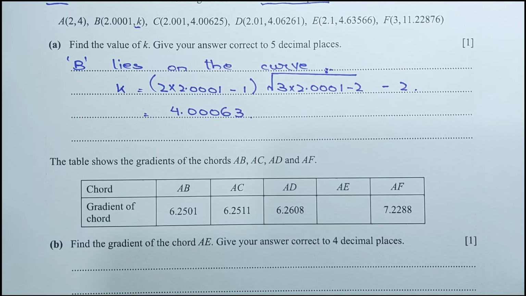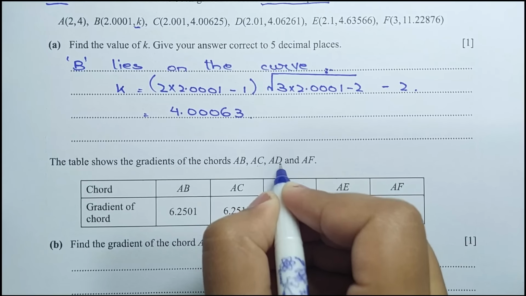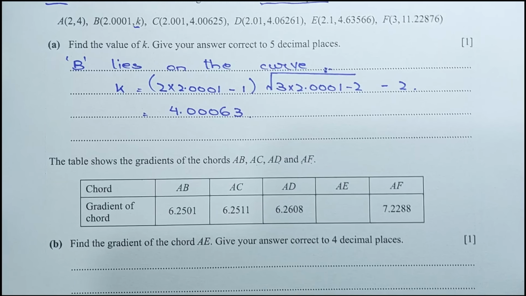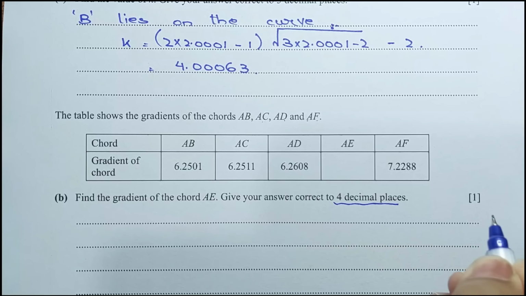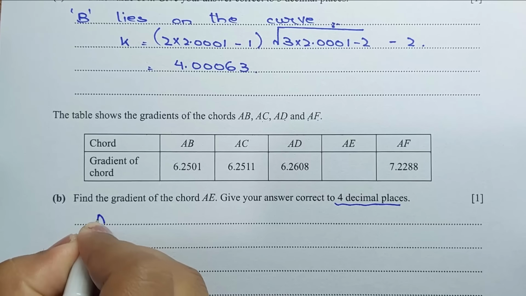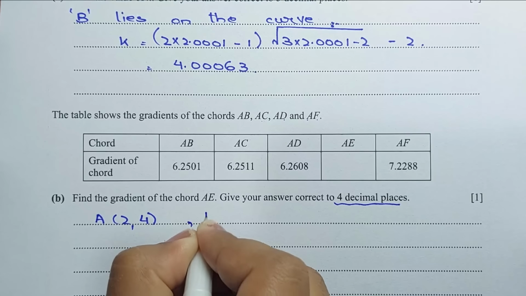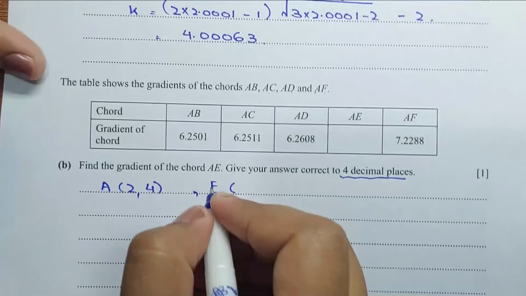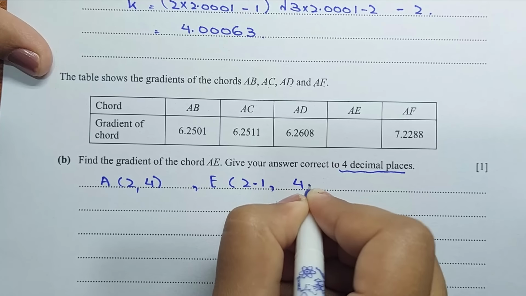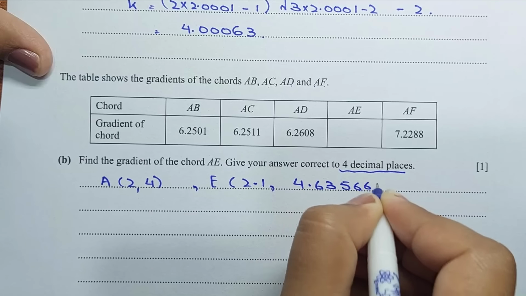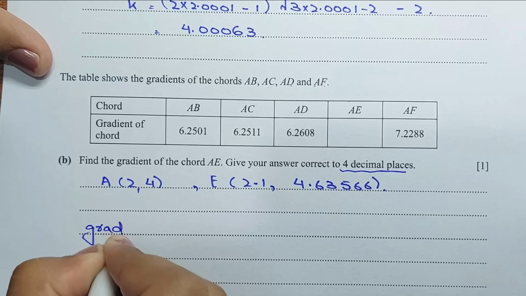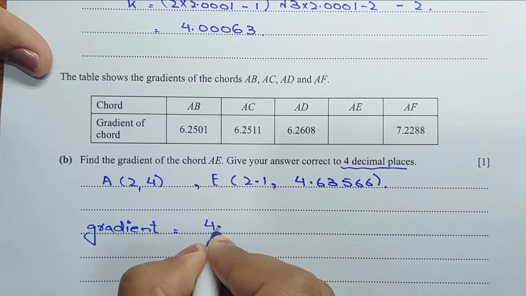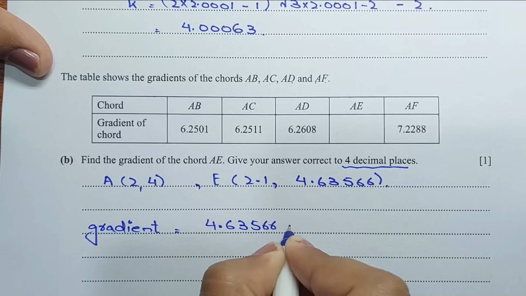Now the table shows the gradients of the chords AB, AC, AD and AE. Part B: find the gradient of the chord AE. Give your answer correct to 4 decimal places. A is the point (2, 4) and E is the point (2.1, 4.63566). The gradient is y2 minus y1 over x2 minus x1, which is 4.63566 minus 4 over 2.1 minus 2.